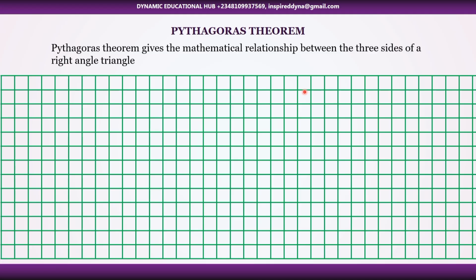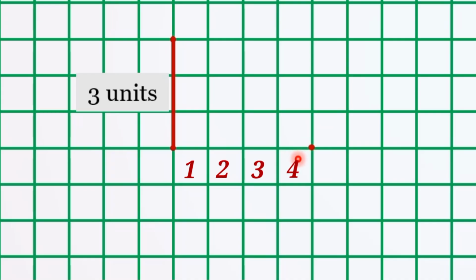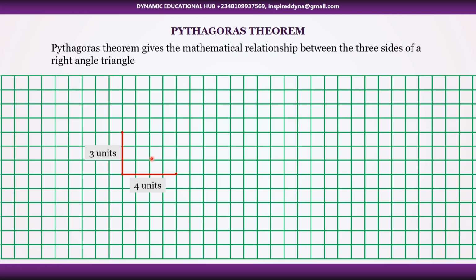So let's pick 2 points here. We want to form a right angle triangle. Picking these 2 points here, we have how many units? Let's join the 2 points together. This is a straight line vertically upward. 1 2 3, so we have 3 units. So let's pick another point here. Let's count it 1 2 3 4, which is what? 4 units. So let's try to join the 2 ends together to form a right angle triangle.